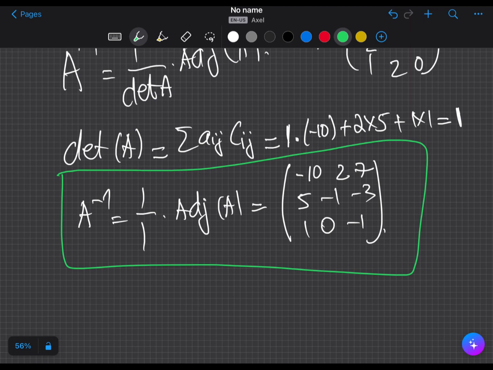I believe that you got the main idea on how to find the inverse of the matrix. By rewatching this video and doing this example and many others, you will understand and grasp how to find the inverse of the matrix.